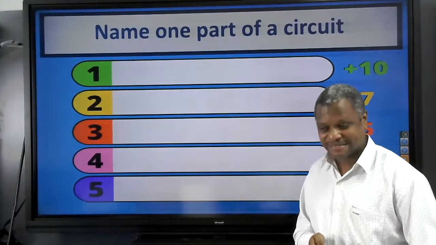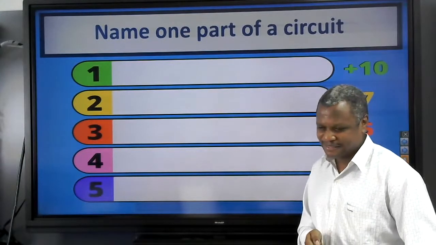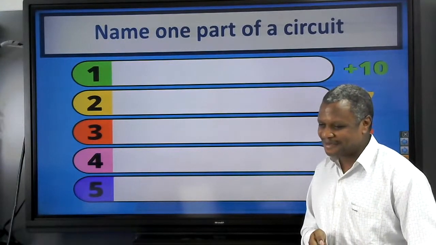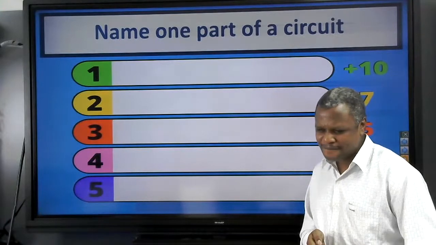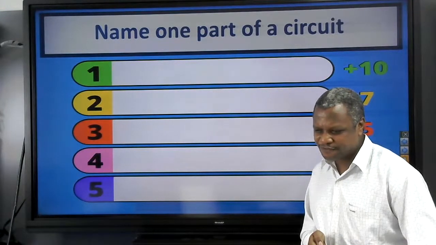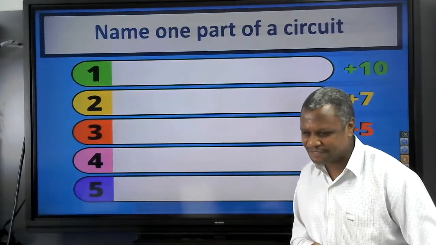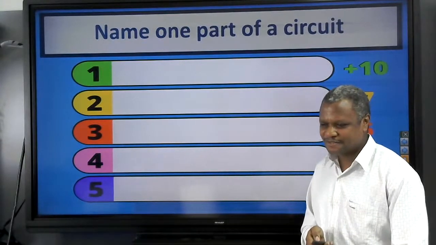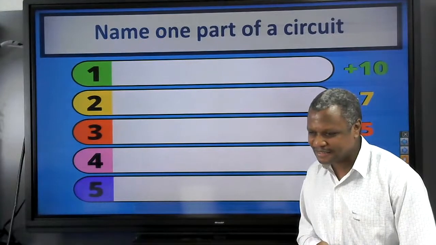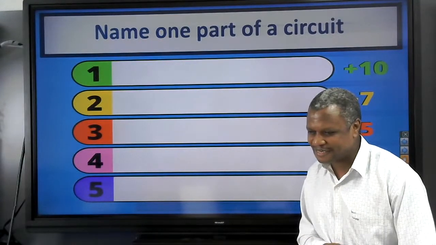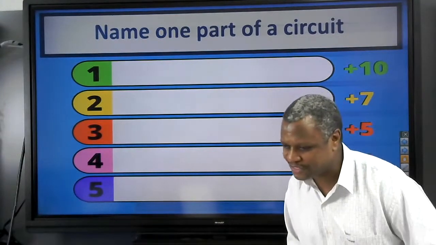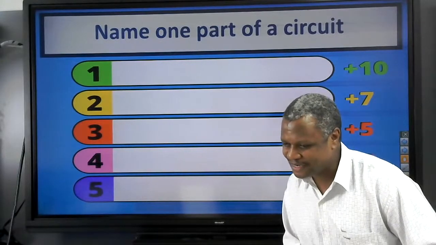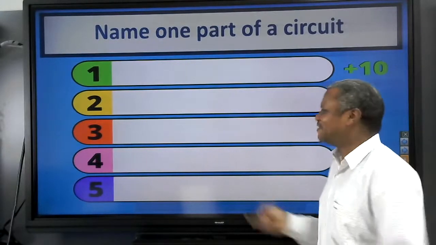Room 1, number 43, appliance. Perfect, correct. Number 8, wire. Room 8, number 4, resistor. Can you check the spelling again, please? Resistor. Room 3, number 16, no answer. Okay, number 52, room 3, switch. Room 8, number 4, motor. Correct. All your answers are correct.